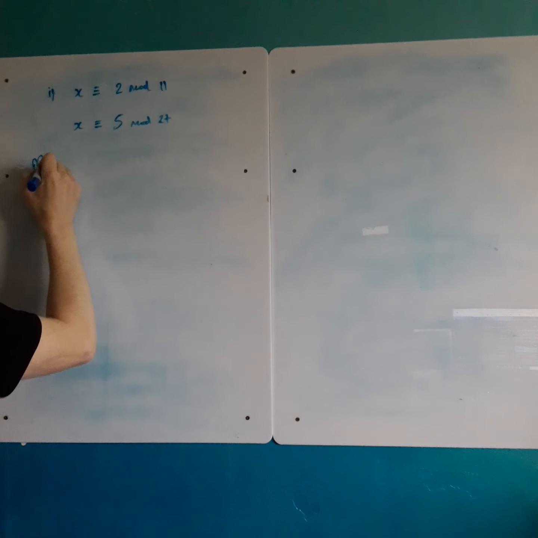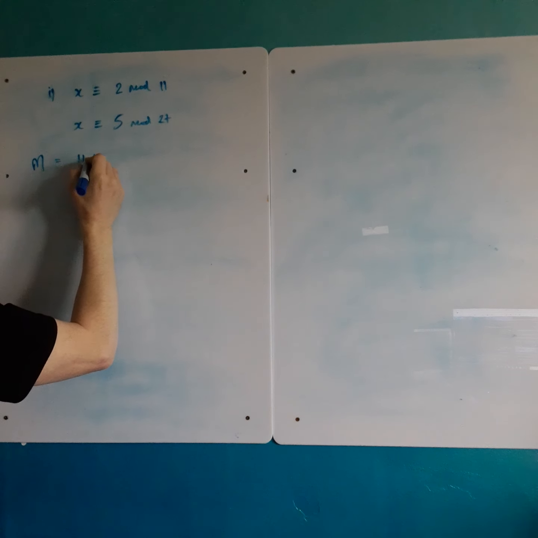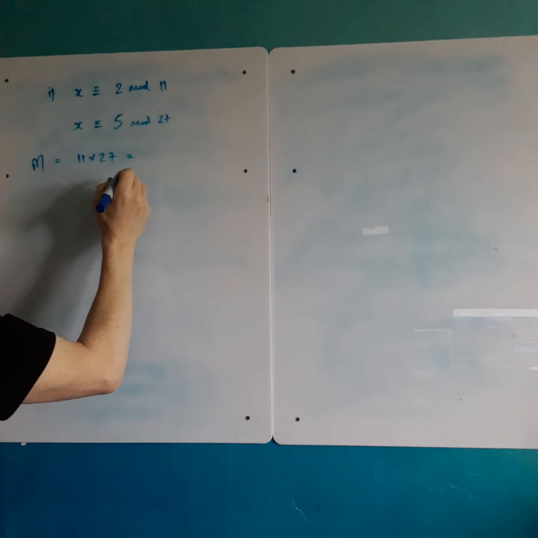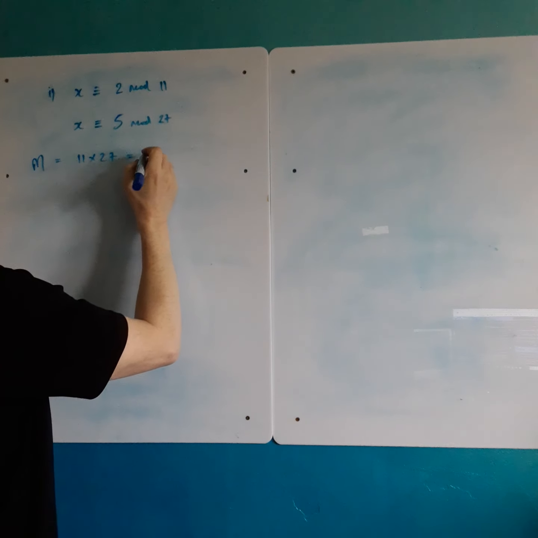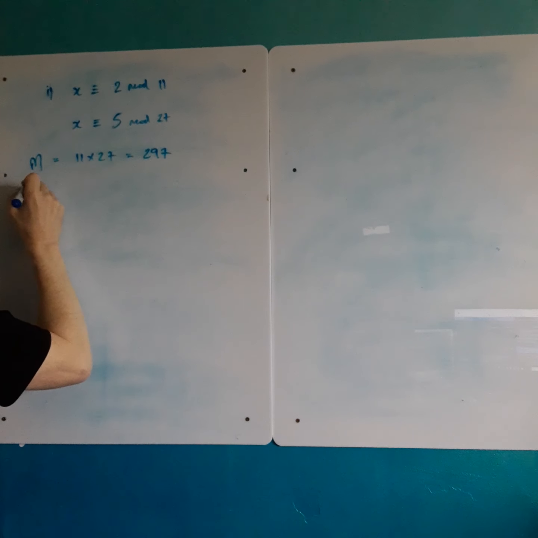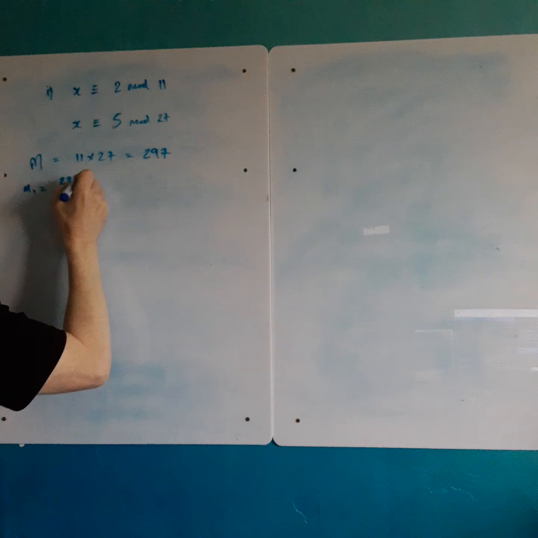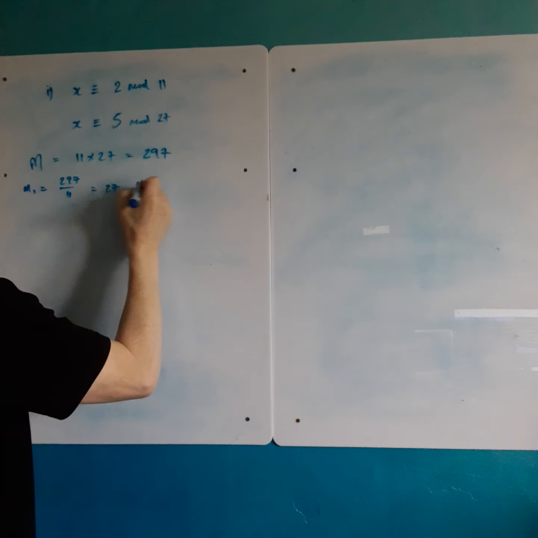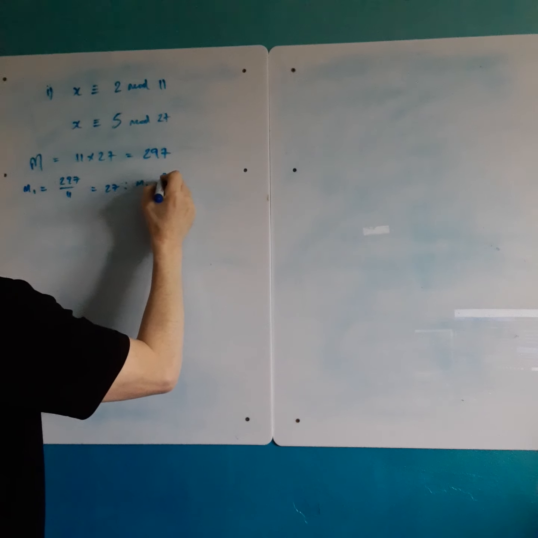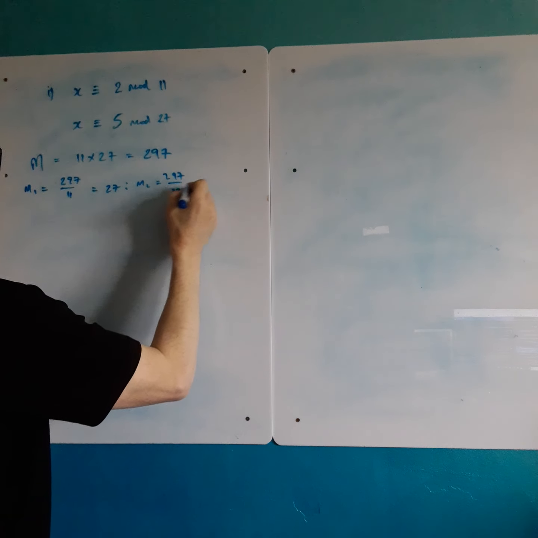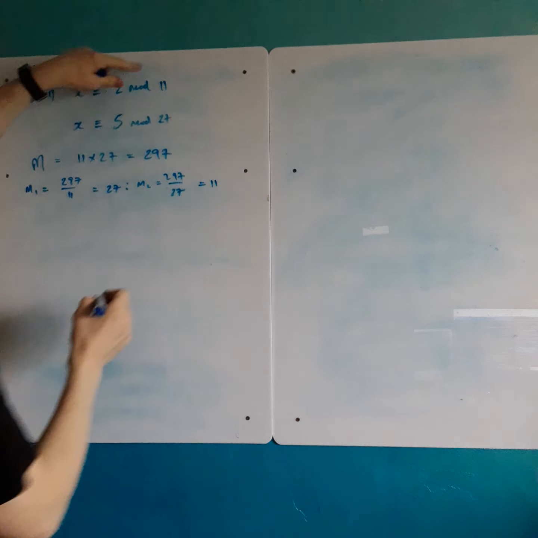So I'm going to take my big modulus, which is 11 times 27, and that's equal to 297. Okay, so M1 will be 297 divided by the 11, which is 27, and M2 is going to be 297 divided by 27, which is 11. Basically, when there are two, they're going to be opposites.